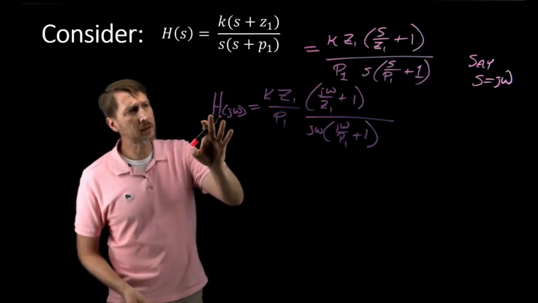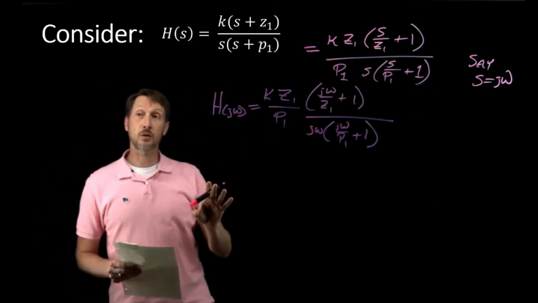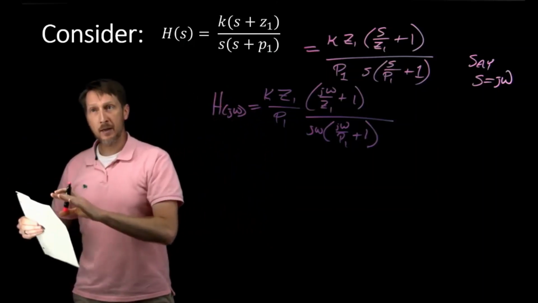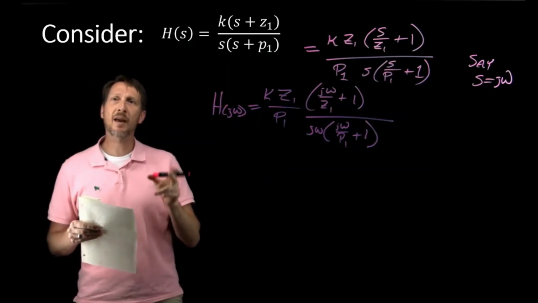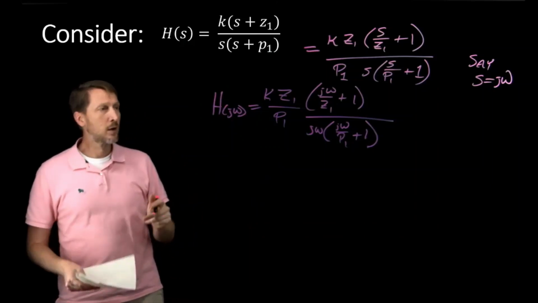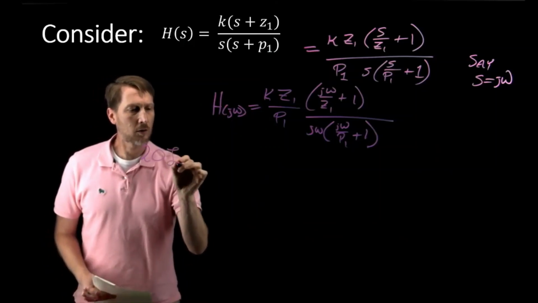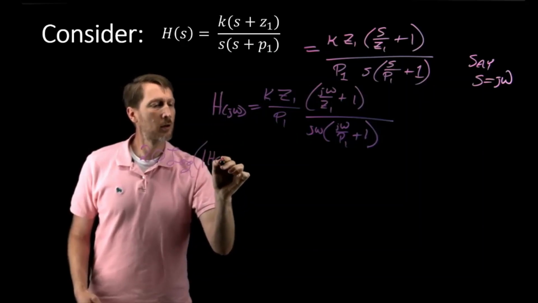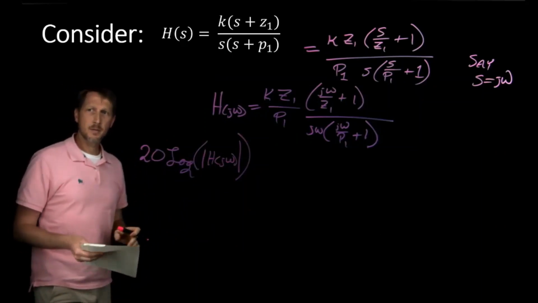But we actually don't want to look at the entirety of H of J omega. What we want to look at is the magnitude. We're going to split this up into first the magnitude and second the phase of the transfer function. We're going to look at them in two different plots. So let's look at the decibels of the magnitude of H of J omega. This means that we're going to get 20 log of the absolute value of H of J omega. That's what we want to get, the absolute value.